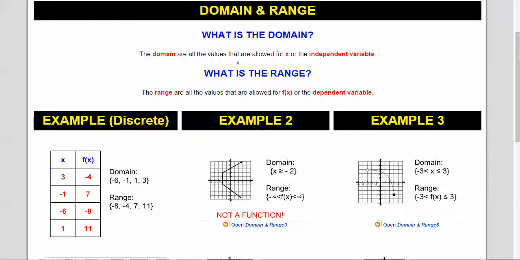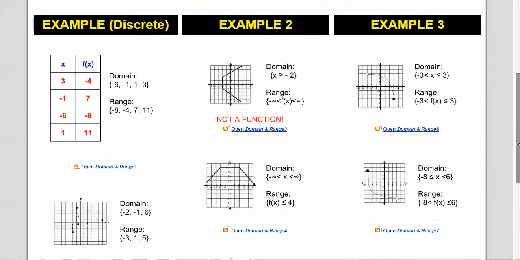And so you'll see that we, of course, call this the independent variable right here, but the domain here is going to be the allowed values for x. The range here is what the allowed values for f of x are going to be, or the dependent variable. So I'm just going to very quickly look through a couple of examples here.